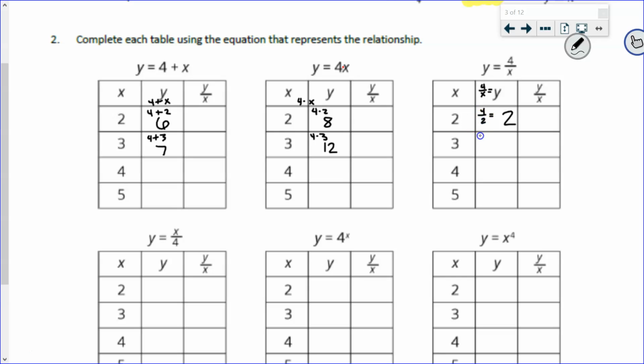And here it's 4 divided by x, only what's my x this time? 3. That one's going to be ugly, right? 4 divided by 3, is it really 2? No, what is it? 1.3 repeating, or fractions are friends, 4/3. Understand what we're doing? Next step.